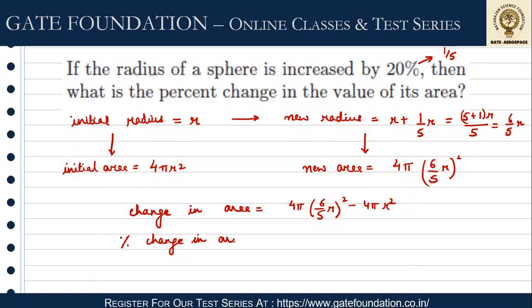For finding the percentage, I have to take some reference area, and that will be your initial area. So I'll take that as a reference. Over here, in the initial step, I'll take 4 pi common, because that is common over here. So I'll be left with 36 by 25 r square minus r square. I can even take r square common. So it will become 4 pi r square times (36 by 25 minus 1), since r square is common, and I'll be left with 1 only.